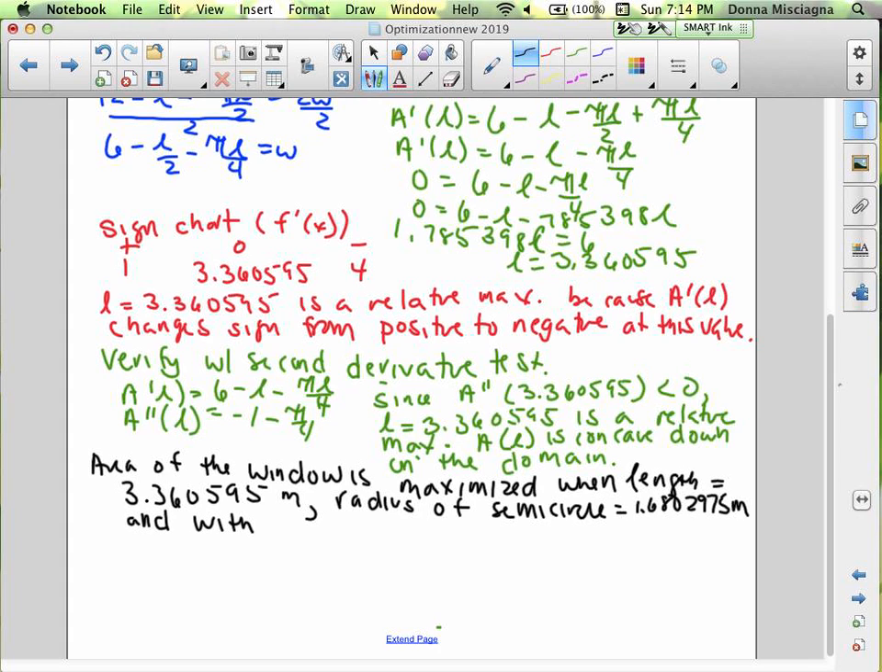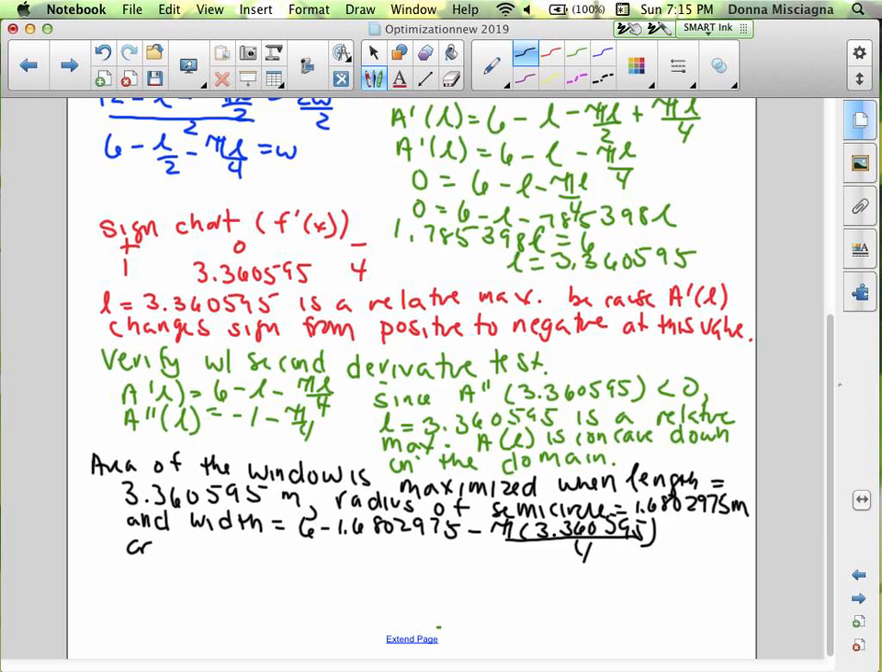And width, probably should have done length then width, but the equation for radius was really easy. And I can see width up there. So width would equal 6 minus 1.6802975, and then minus pi times 3.360595 divided by 4. Or let's find out how much that is.